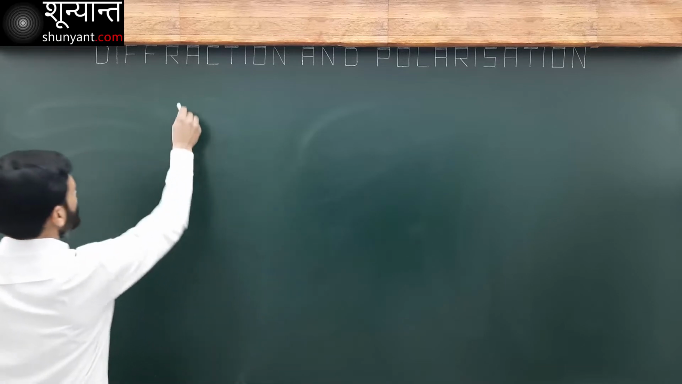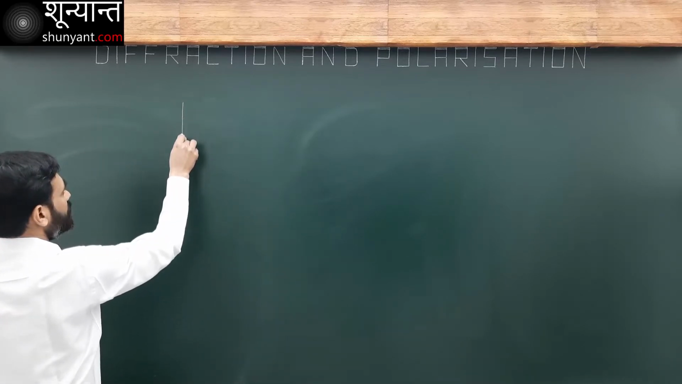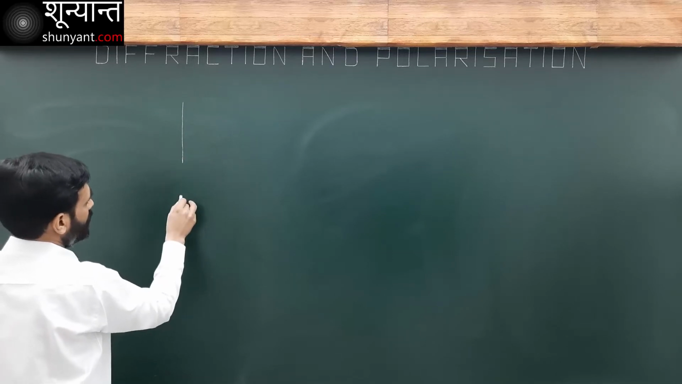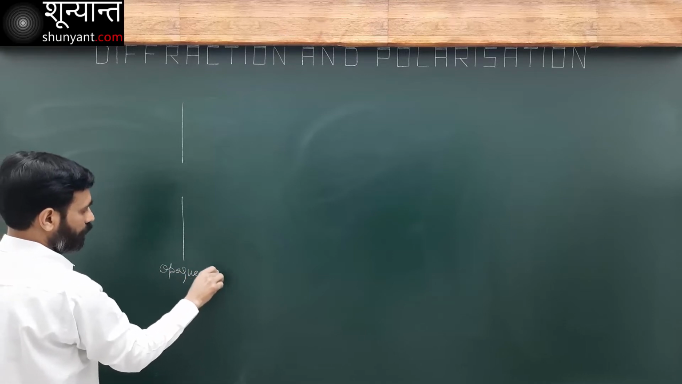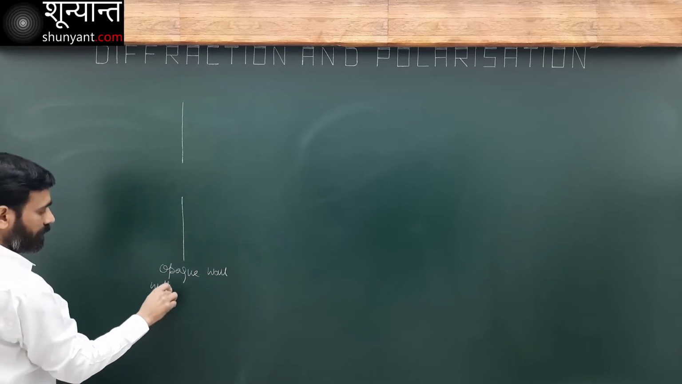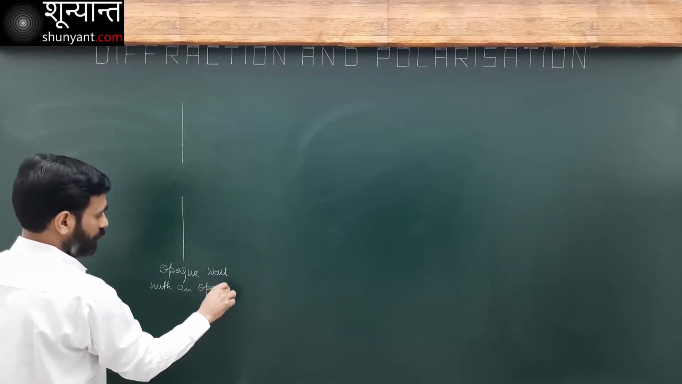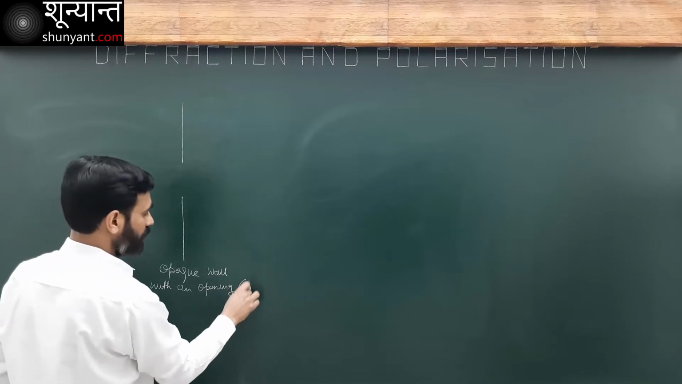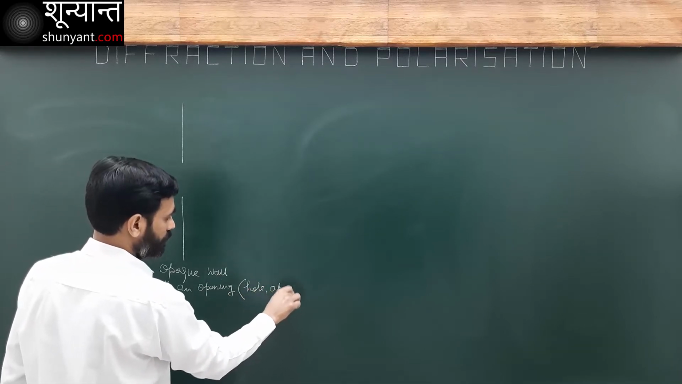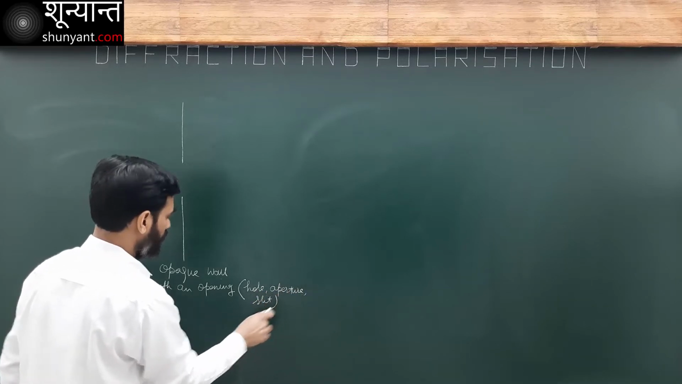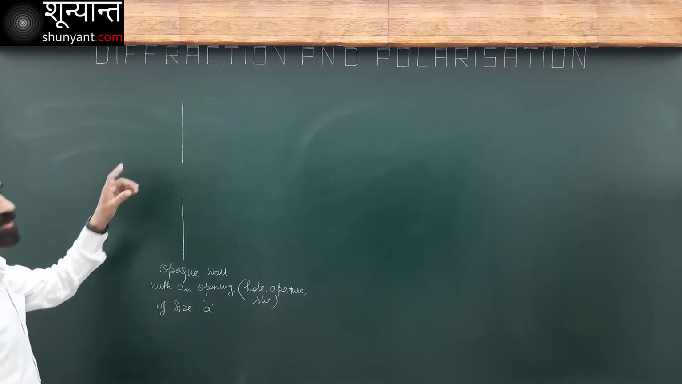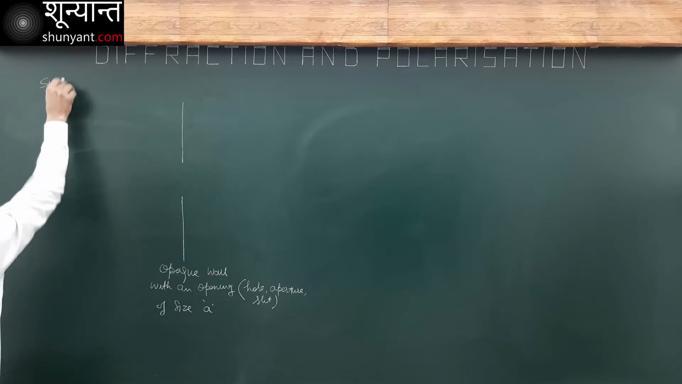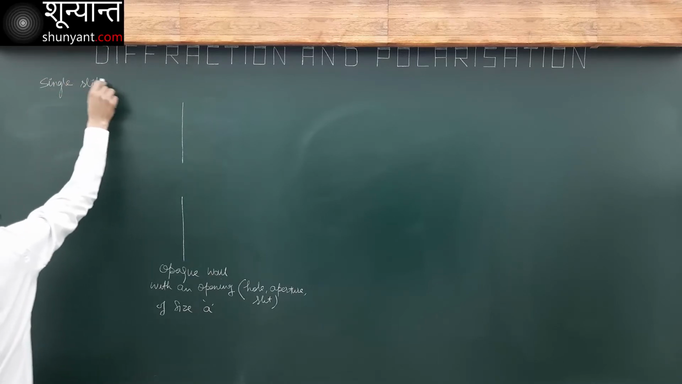It's like this. Let's say that I have a wall here. This is an opaque wall, with an opening. You can also call it a hole, aperture or slit, of size A. What we are going to do is known as single slit diffraction.